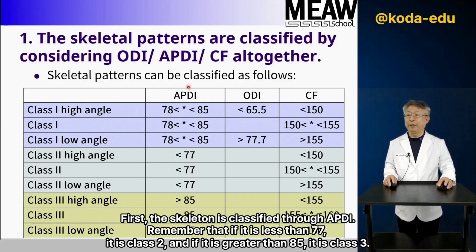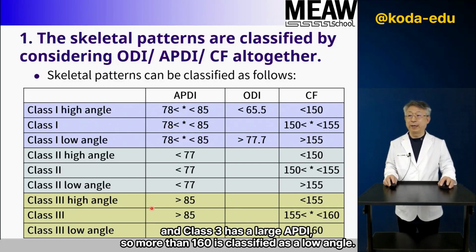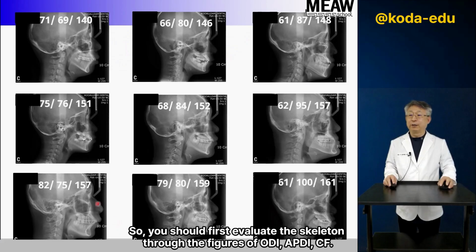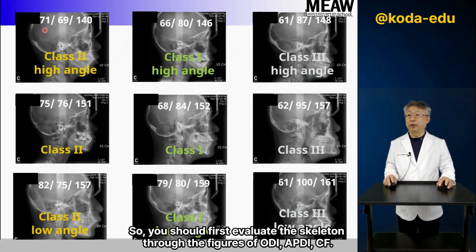First, the skeleton is classified through the ODI. Remember that if it is less than 77, it is Class 2, and if it is greater than 85, it is Class 3. Next, look at the combination factor. If it is less than 155, it is classified as a high angle, and if it is above 155, it is classified as a low angle. And Class 3 has a large APDI, so more than 160 is classified as a low angle. So, you should first evaluate the skeleton through the figures of ODI, APDI, CF.